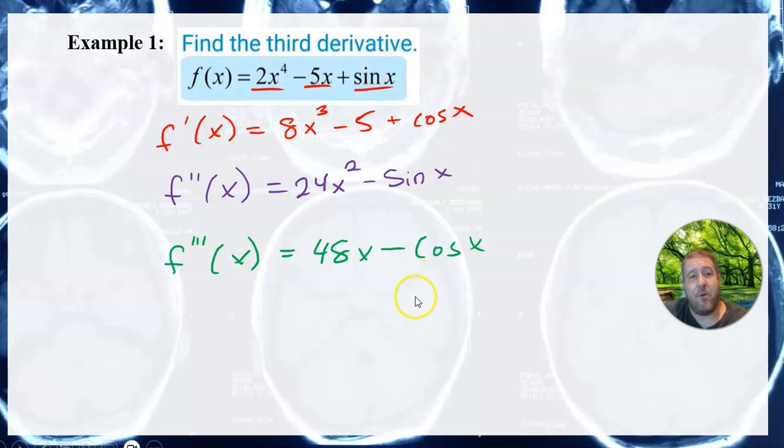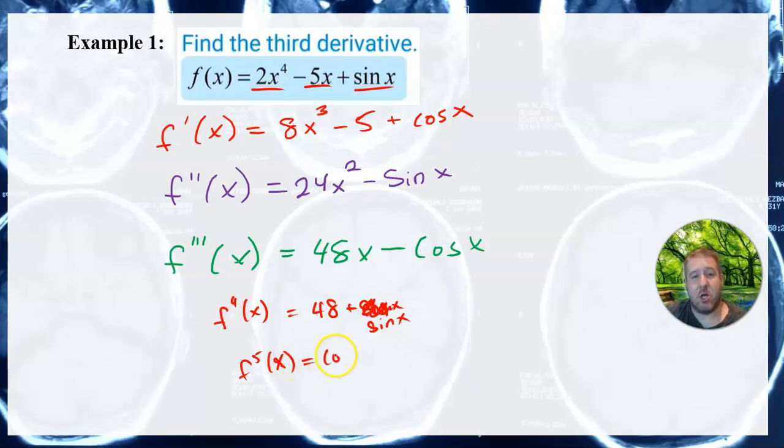And obviously, let's say we found the fourth derivative. Well, this will turn into 48 plus sine of x. Derivative of cosine is negative sine, and the opposite of negative sine would be positive sine. So that's positive sine of x. And then if we found the fifth derivative, it would be just cosine of x.